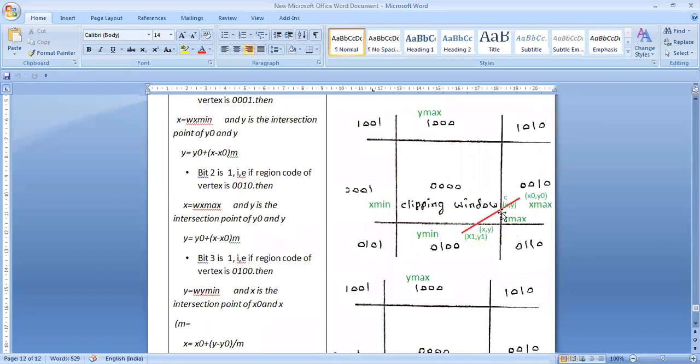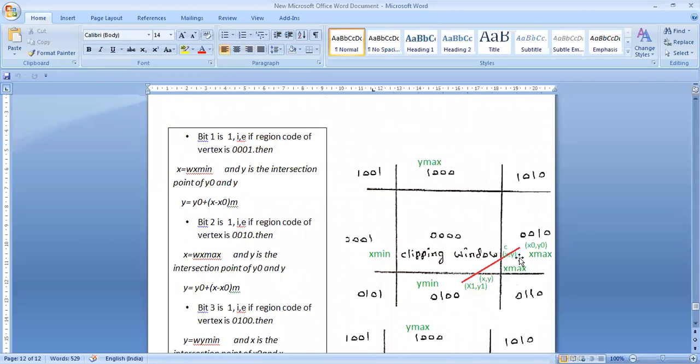This particular thing is x max, this is y max, and this is x min. All the region coming to the left of this is x min. This is y min, so anything that comes below this is less than y min. This is going outside x max. This is x max, and this is y max. Fine.